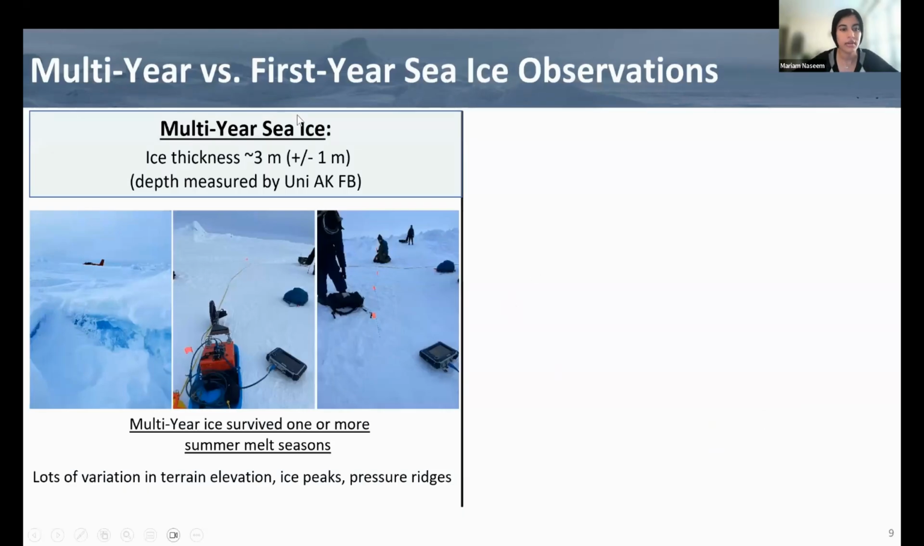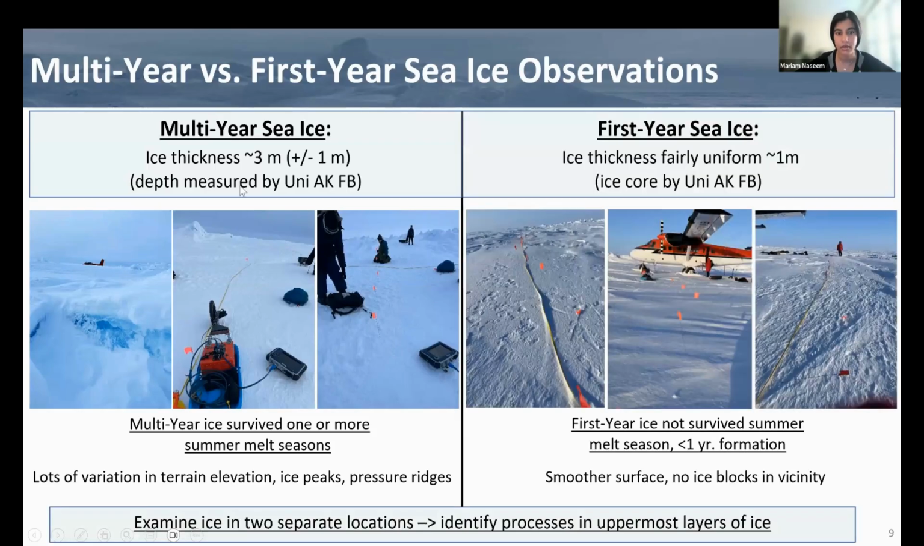Let's talk about the multi-year sea ice. As I mentioned, there were two types of ice present on this ice floe. This ice has survived one or more summer melt seasons, so there's a lot more variation in the terrain. There's ice peaks, there's pressure ridges, a lot more snow cover. Thickness was varying quite a bit. Whereas first-year sea ice was fairly uniform in thickness, we noticed. And this is ice that is more newly formed. It hasn't really survived a summer melt season.